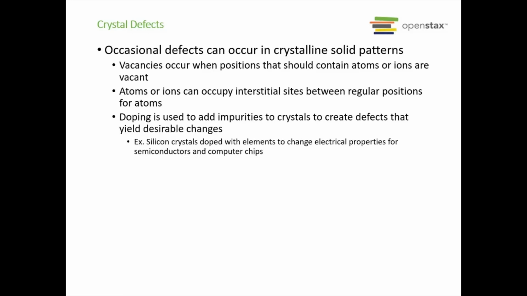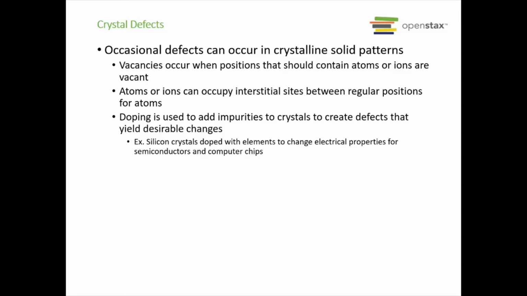Now, when it comes to defects, you can get defects occurring in crystalline solid patterns. You can have vacancies, which occur when some positions that should contain atoms or ions are left vacant. Sometimes the atoms or ions will get into these interstitial sites that are between regular positions for atoms. And this can actually be used to an advantage.